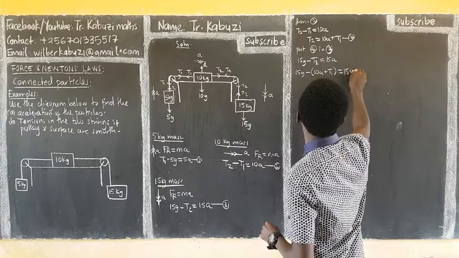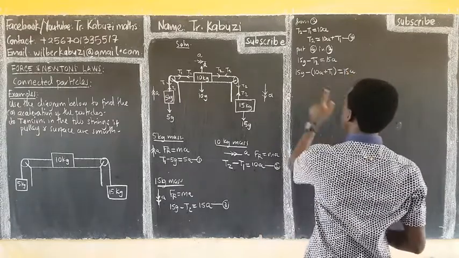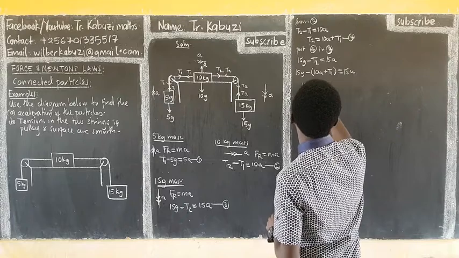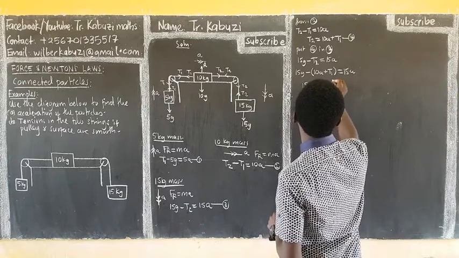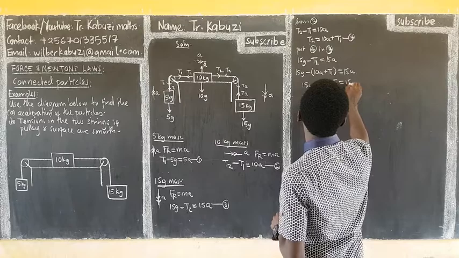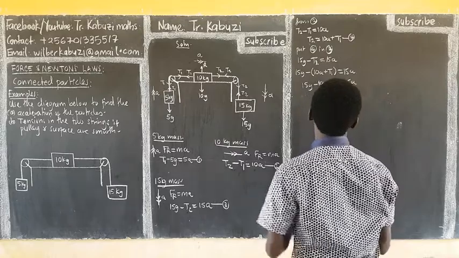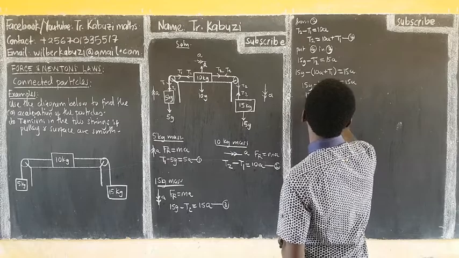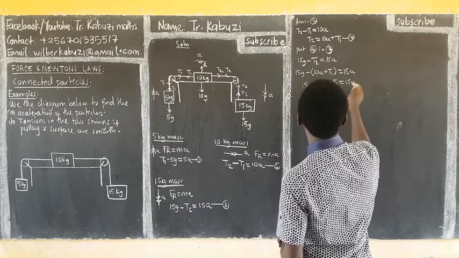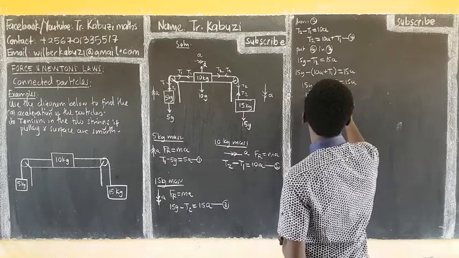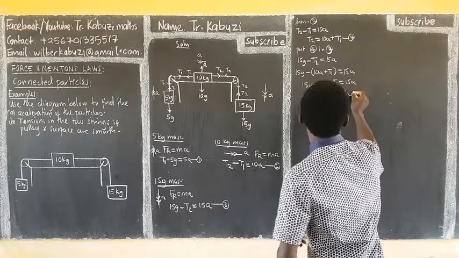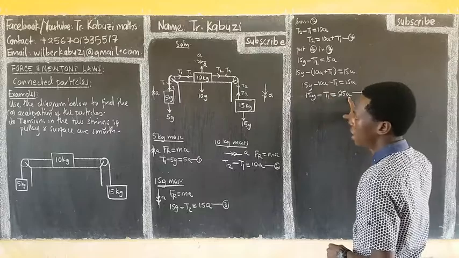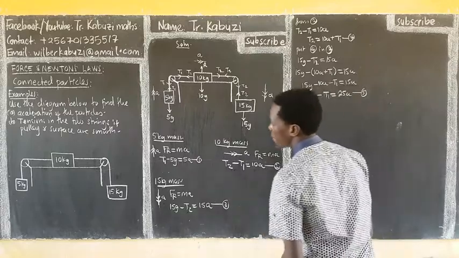equaling 15a. Simplifying, we shall be having 15g minus 10a minus T1 equaling 15a. Take this beside, we shall be having 15g minus T1 equaling 25a. When you take this beside, it becomes a positive 25a. I call this equation 5. So we have T1 and g and a.